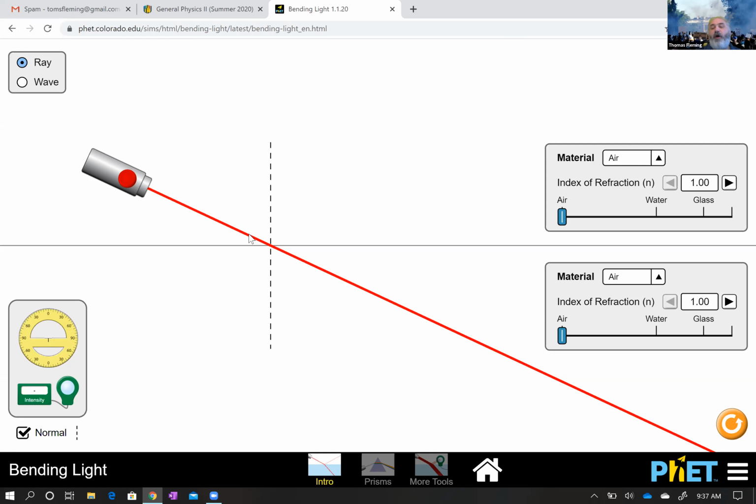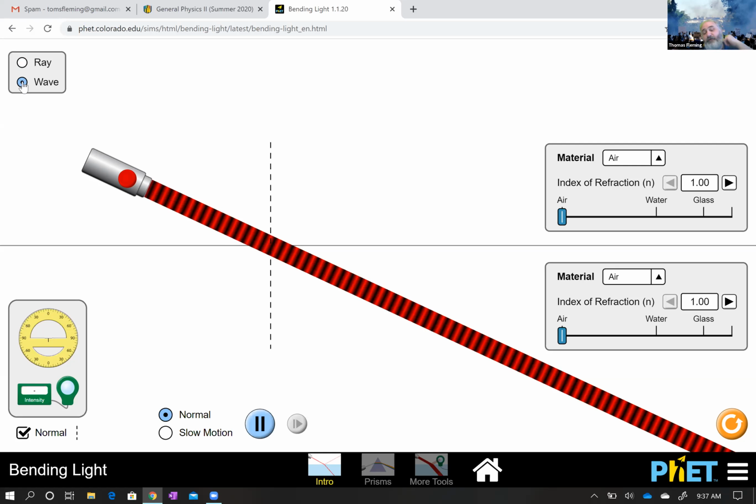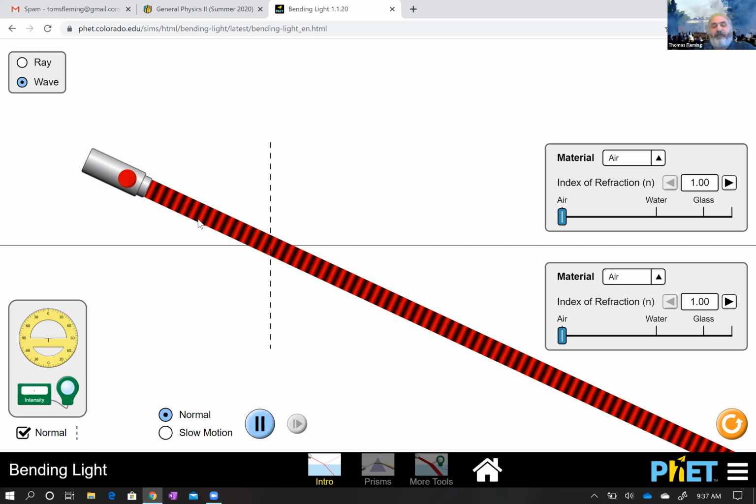But understand that even though we're modeling light as a ray, it is still in fact a wave. And if you were to think about what the wave properties of light might be, you can look at it this way. This is the same beam of light, but here it's trying to play up the wave character of the light. And so what you see are these little alternating bands of red and dark. What those correspond to are the peaks and the troughs of the waveform as it moves through space.